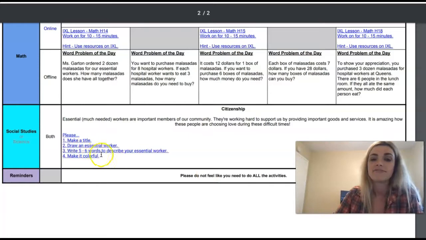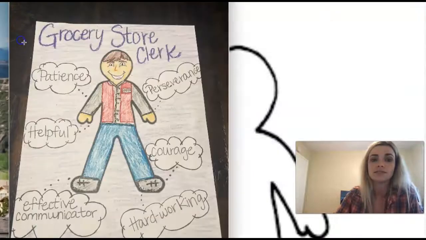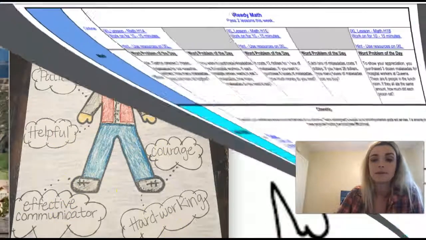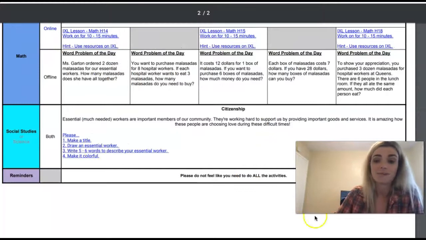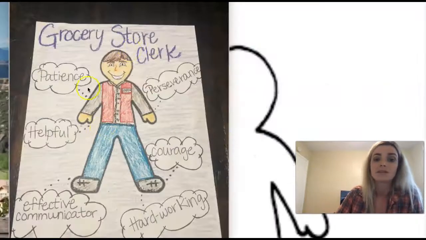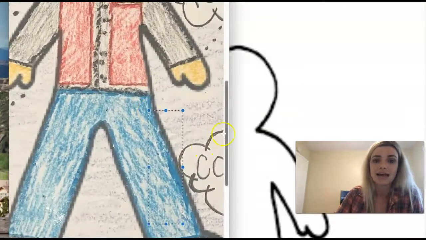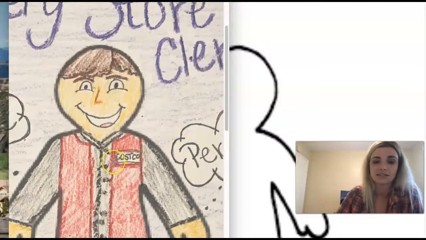Then you are writing 5 to 6 words to describe your essential worker. So when I was thinking about my essential worker, I have patience, perseverance, helpful, courage, effective communicator, and hardworking. Make sure your spelling is correct on those. And then make it colorful. As you can see, I colored it in, and you can see very clearly that I even labeled, he has his little name tag on that says Costco. So he is ready to go.